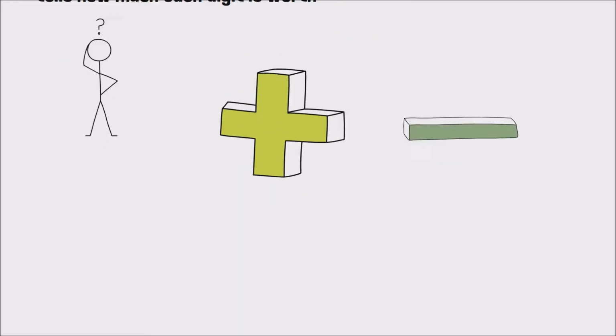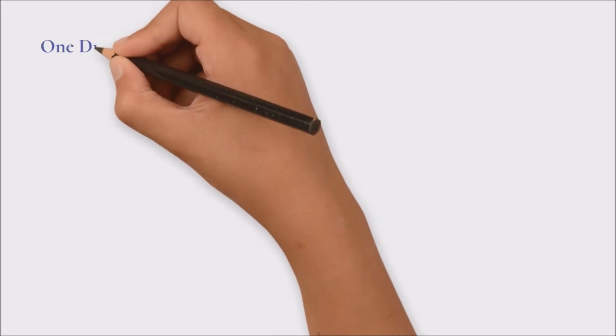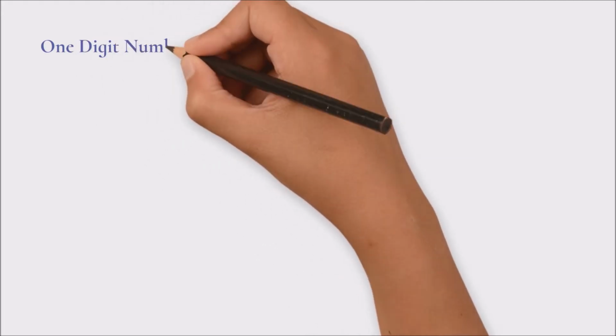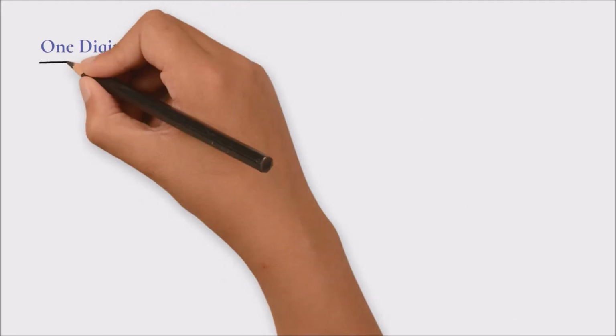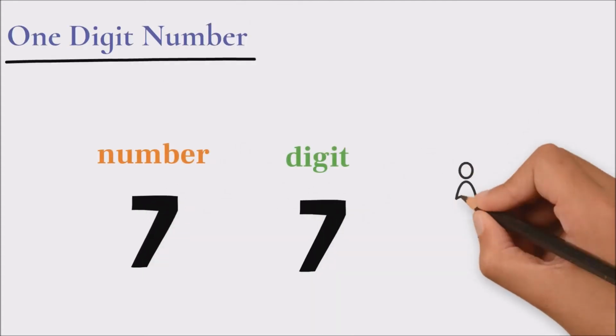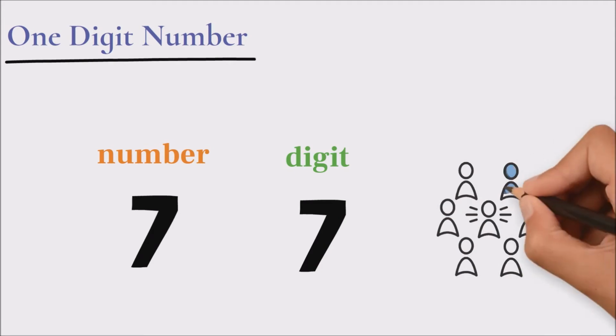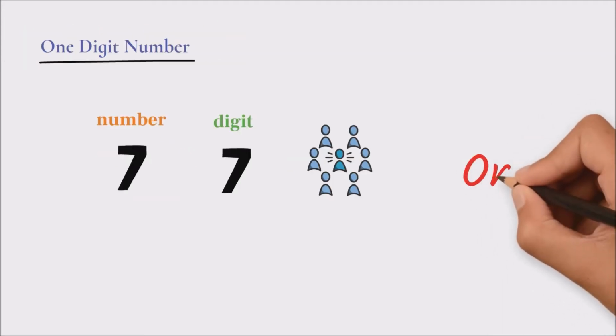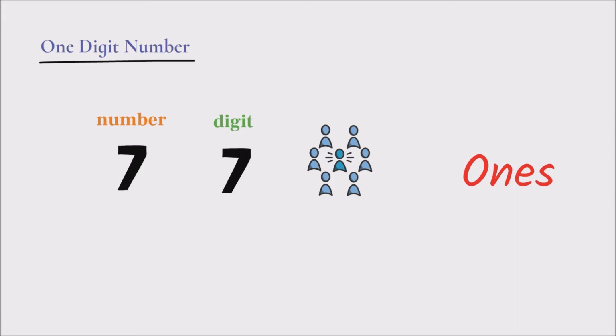Now, for any one of the 10 digits that I mentioned earlier, as a single number, the place value name given is ones. So for example, the number 7 is made up of the digit 7 and represents 7 groups of 1. So we say that the place value of 7 is ones.